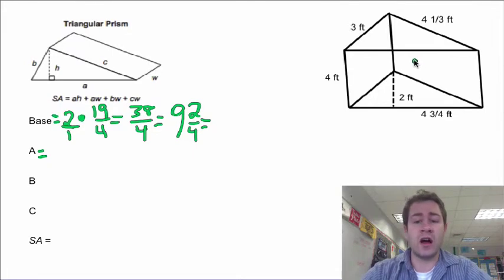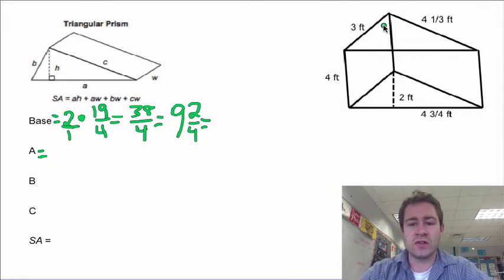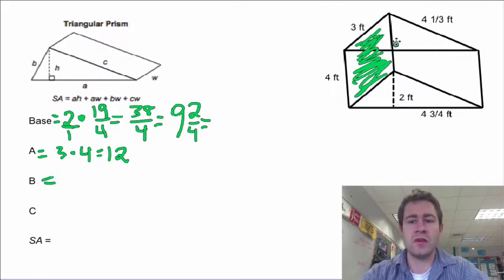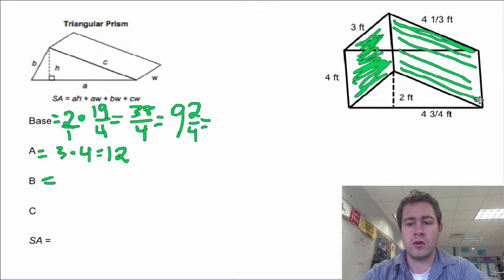We'll do area of A, which is this side here. Okay, so we got a 4 by 3. Pretty simple. 3 times 4. And that's going to give me 12, because it's a rectangle. Then I'm going to do side B, which is going to be this part. So it's the slope going down, which is, if this side is 4, this side would also be 4.